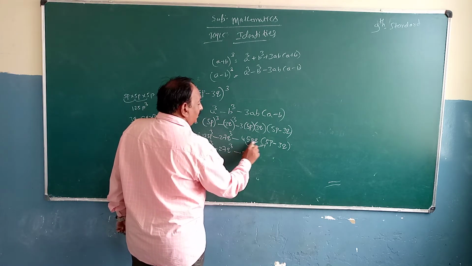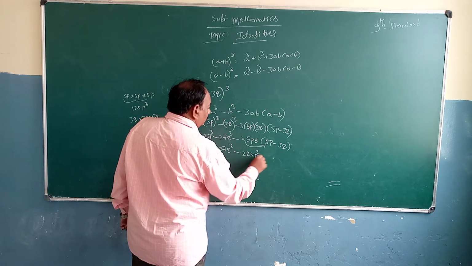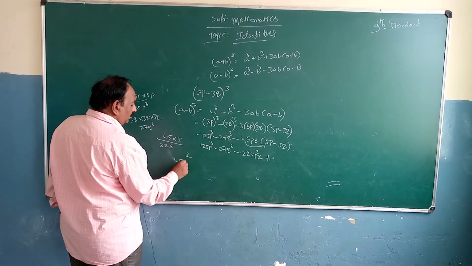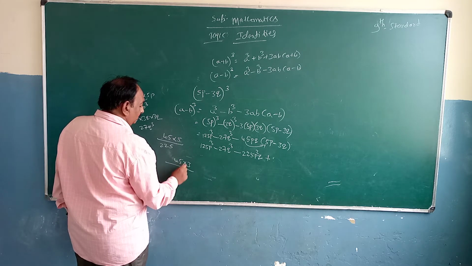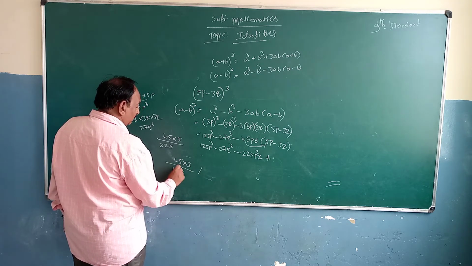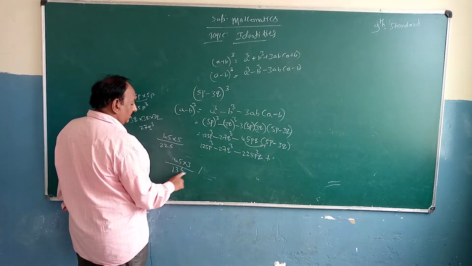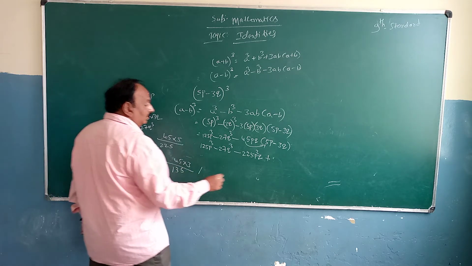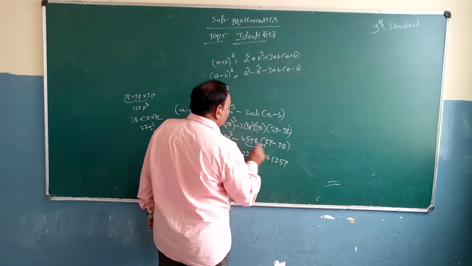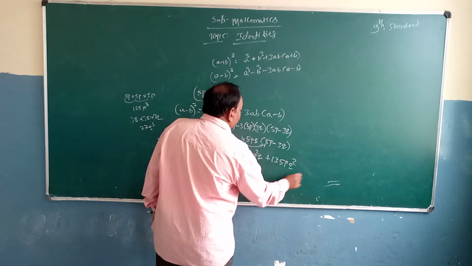225 p into p square, p cube. Minus into minus plus, 45 into 3. 5 3s are 15, carry number 1. 3 4s are 12 plus 1, 13. So 135, p as it is, q into q, q square.